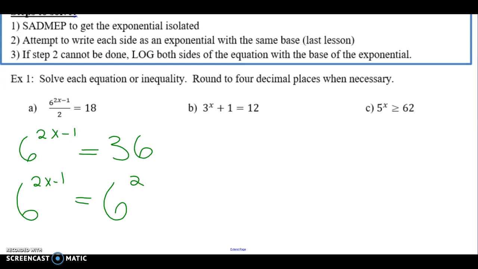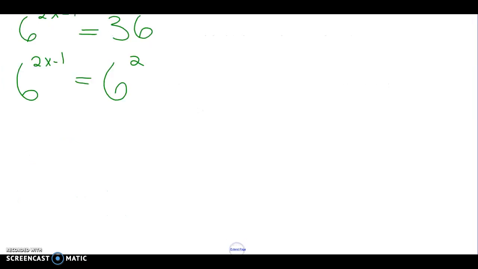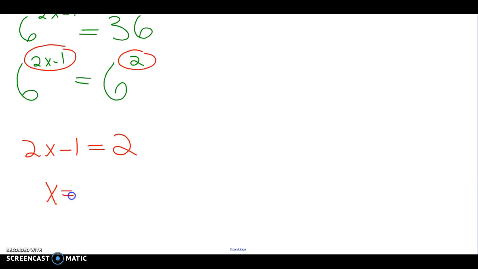So now that the bases are the same, what do I do to solve the exponential? Yeah, algebra 1, we take the exponents and we set them equal. So now we just have 2x minus 1 equals 2. Add 1 over, divide by 2, you get 1.5 or 3/2. So was that anything new quite yet? No, that was a review.